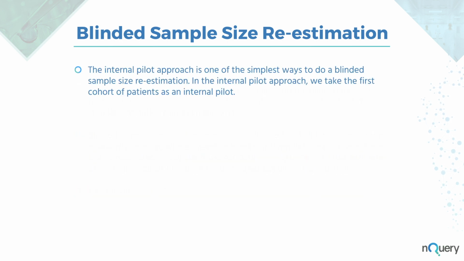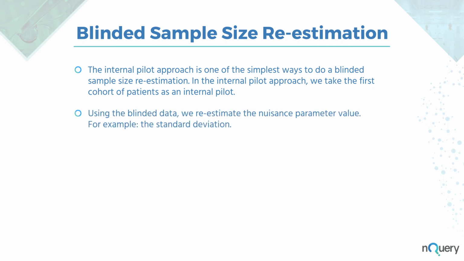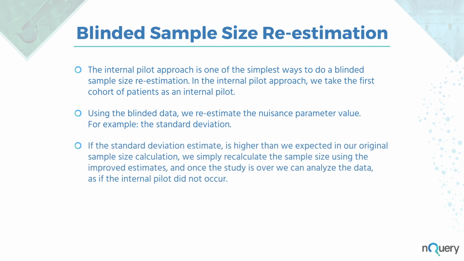The internal pilot approach is one of the simplest ways to do a blinded sample size re-estimation. In the internal pilot approach, we take the first cohort of patients as an internal pilot, and using the blinded data, we re-estimate the nuisance parameter value, for example, the standard deviation. If the standard deviation estimate is higher than we expected in our original sample size calculation, we simply recalculate the sample size using the improved estimate, and once the study is over, we can analyze the data as if the internal pilot did not occur.